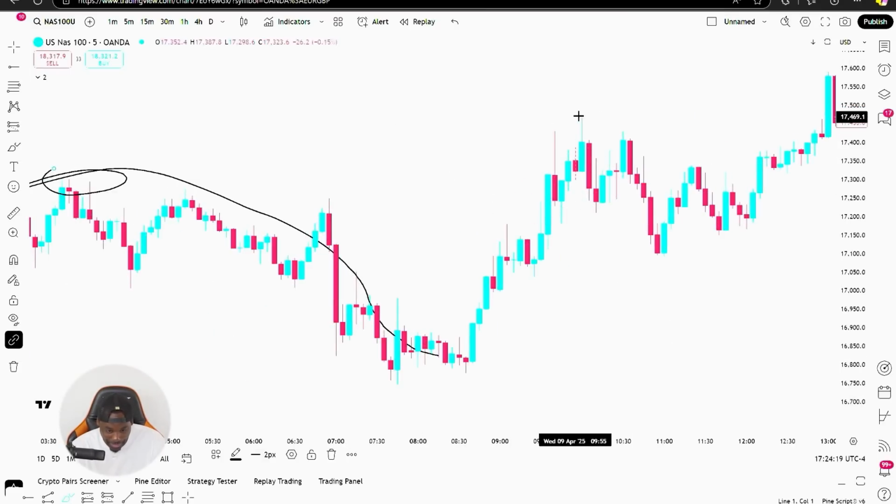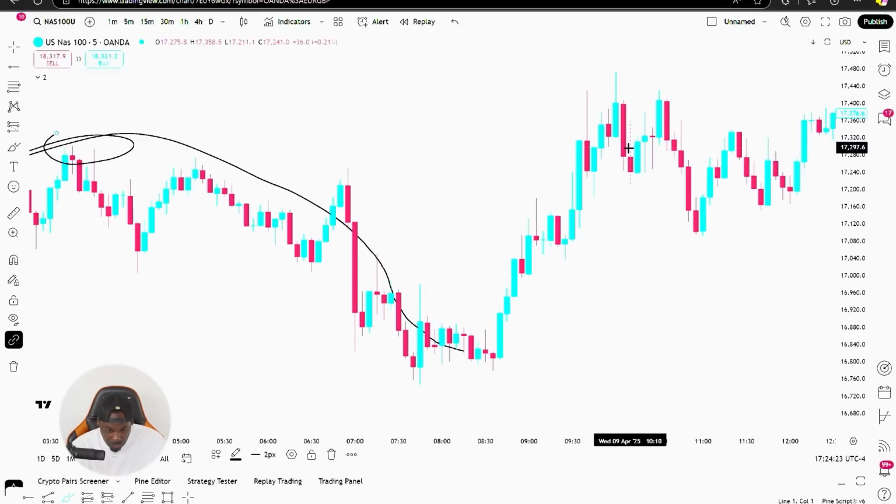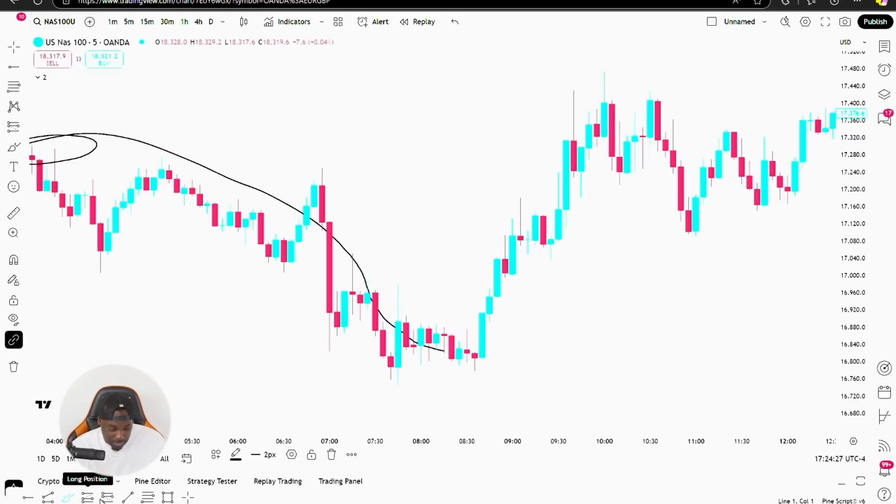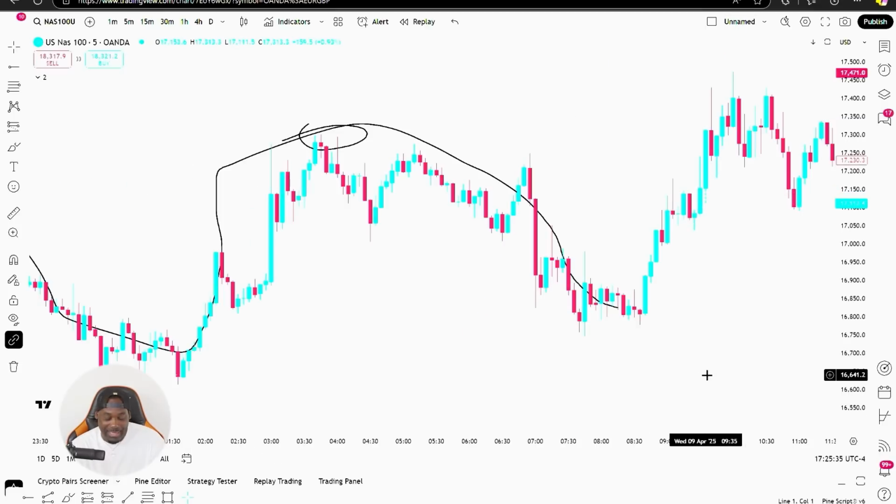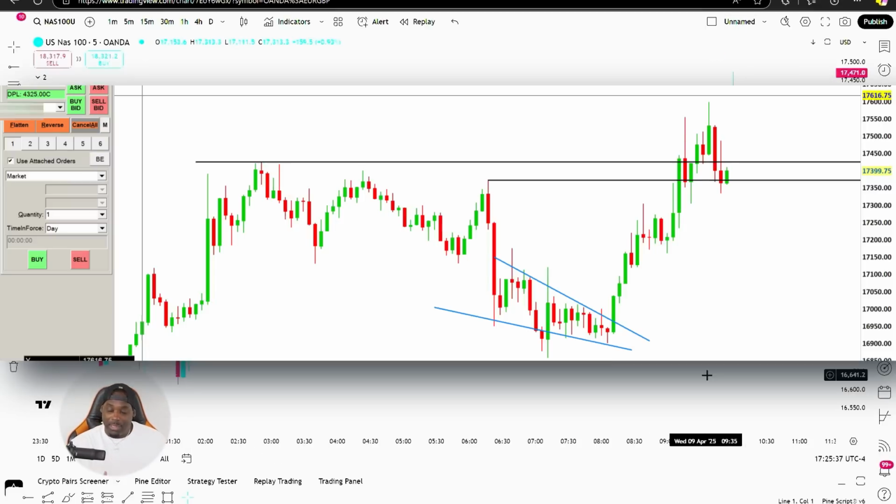And then I had to take the other trade right here because look at this. We tried to go up, really couldn't close above this high. So to me, that was a good short right there. So I took this right here. And that day I was up $4,300 for the day, okay? So that was that trade.